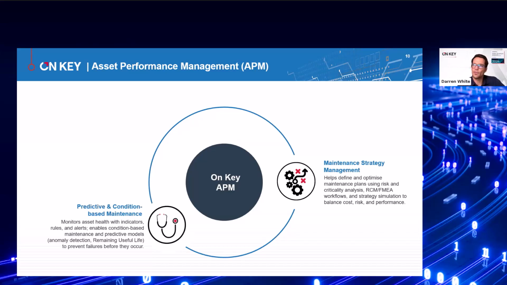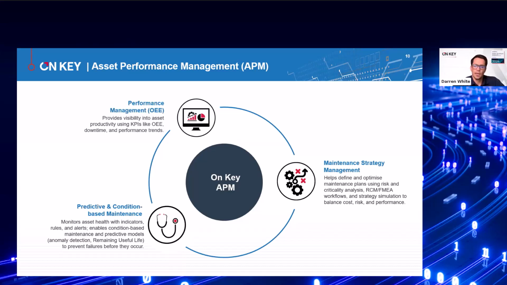Next, if you have identified critical assets and you determined that predictive maintenance makes sense for them, this is where you understand and monitor the health of your assets, and you use prediction models like remaining useful life or anomaly detection models to help you maintain that asset a little bit more intelligently.